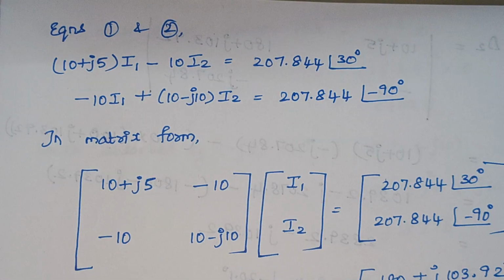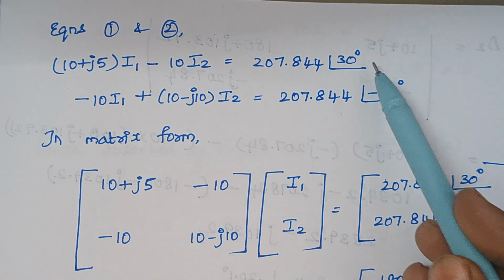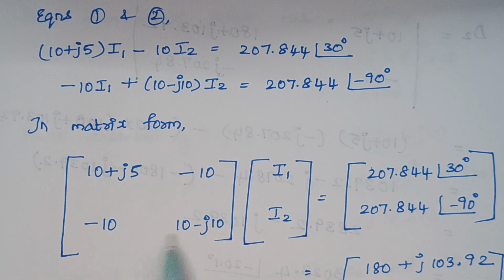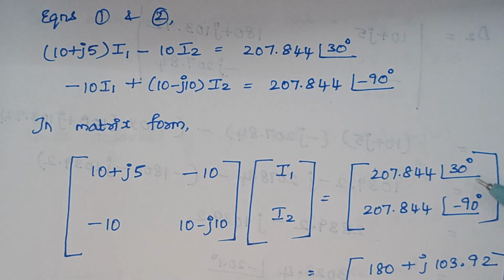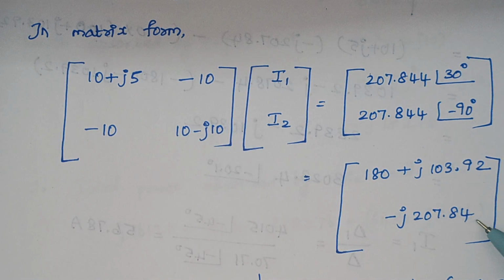So from equations 1 and 2, right? This is your equation 1 and this is your equation 2. We are writing these equations in matrix form. So this is your matrix form, right? So this polar form is again now converted into rectangular form here, right? So the thing is, now we are going to calculate the values of I1 and I2.